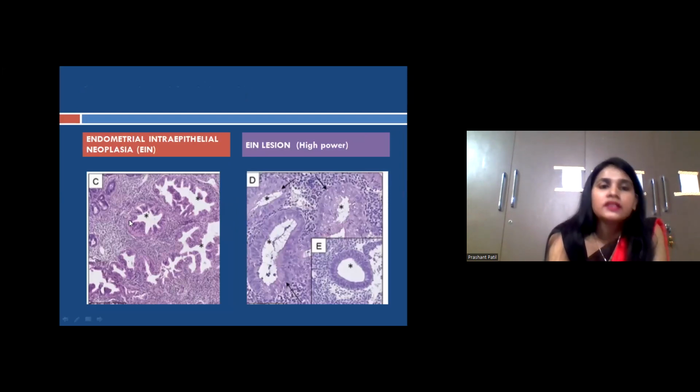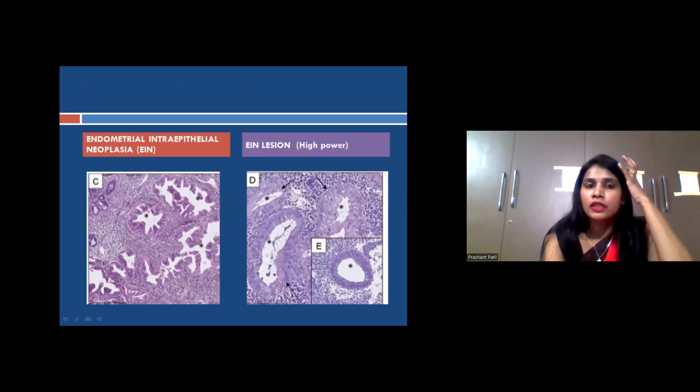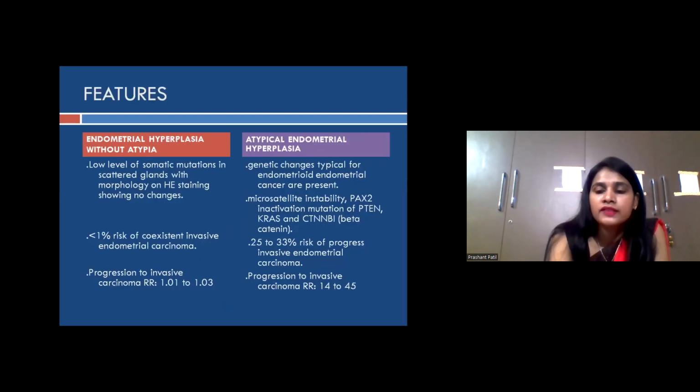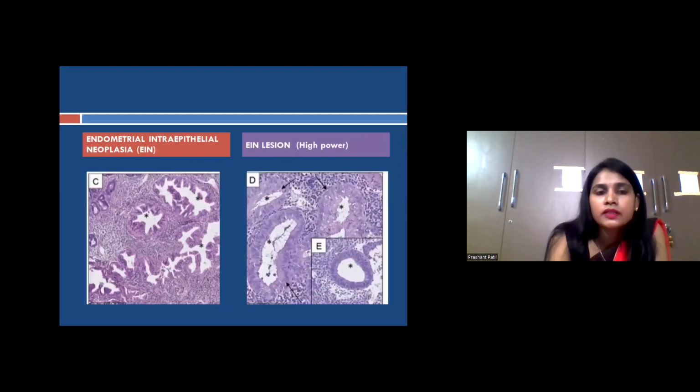When we see endometrial intraepithelial neoplasia or atypical hyperplasia, you can see again there is an increased glandular stromal ratio. There are complex glands, glandular convolutions are here, and mitotic features are also seen in these cells. This is the same picture in high power. So this is how the pathology picture looks.